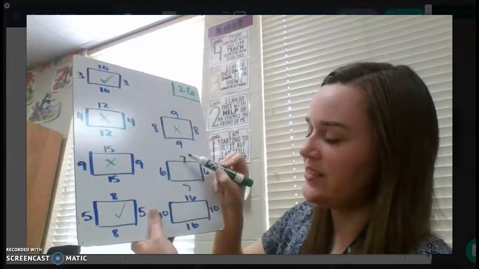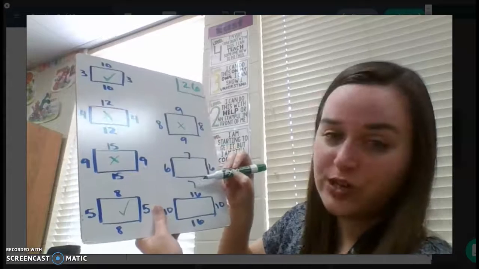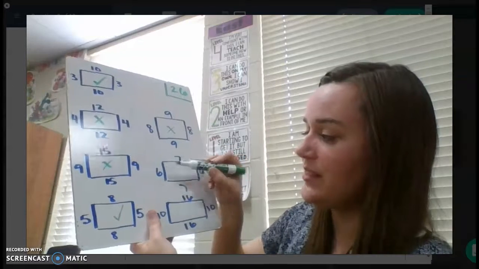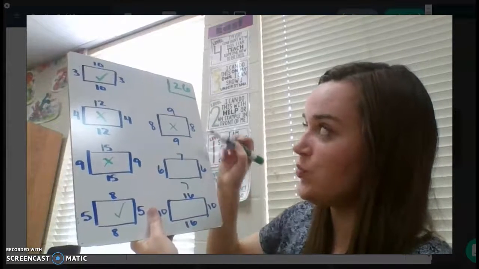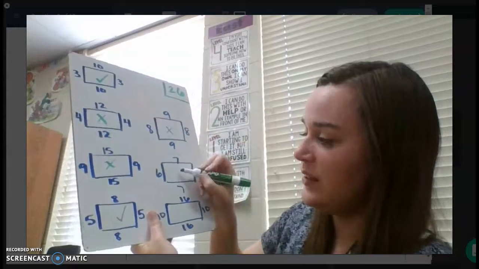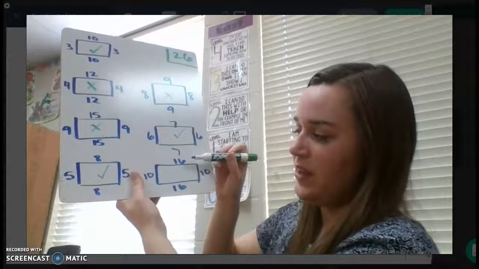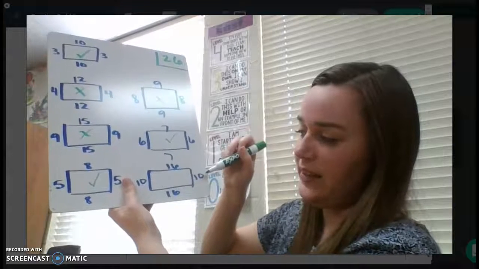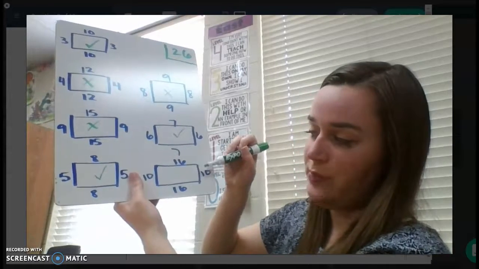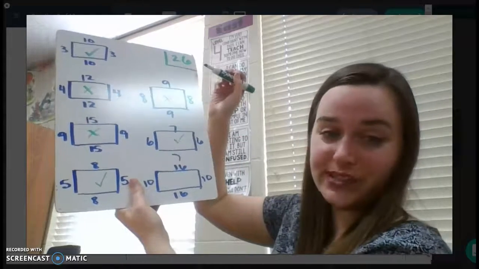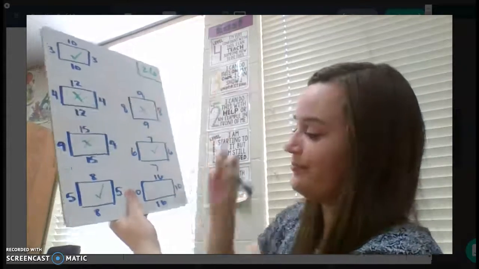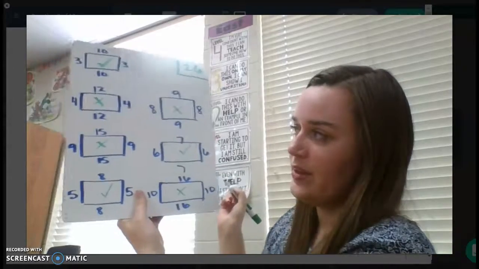Okay, then we have a 6 and a 7. So 7 plus 7 is 14. We have 14 plus 12. 14 plus 12 is 26. This one works. Okay, bottom one. 10 plus 10 is 20. Can we do 20 plus 16 plus 16 and still get 26? The answer is no. So we have that X'd off.